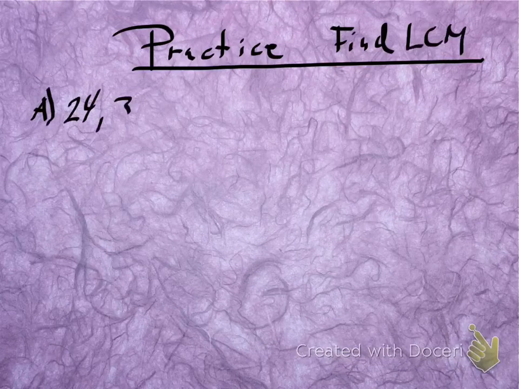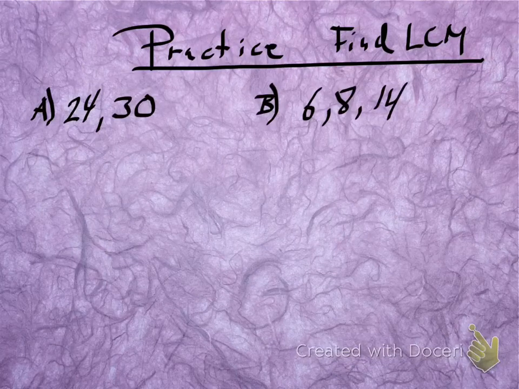So let me go forward for a second here. We've got some practice problems for you: 24 and 30, and 6, 8, and 14. I'll show you how to do the Annie-Varner method on the second one because it has 3 numbers. So let's first do 24 and 30. And actually, why don't we try to do these all 3 ways?